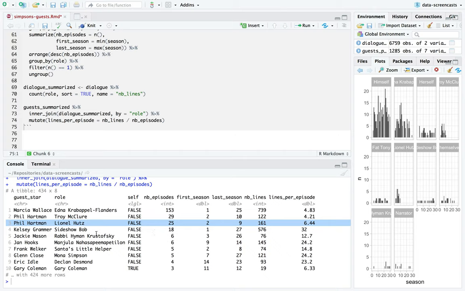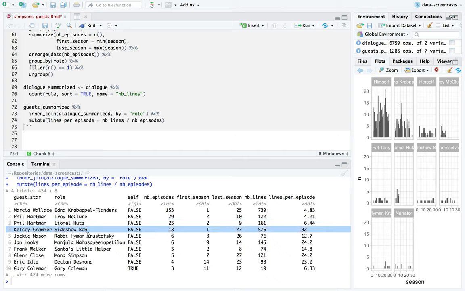That's in contrast to Sideshow Bob or Mrs. Nahasapeemapetilon, who's Apu's wife, and who tend to, if they're in an episode, be a major part of the plot. Same with Homer's mother, Mona Simpson. So within these characters, what I'm noticing is that it turns out there's going to be a kind of bimodal distribution of lines per episode.